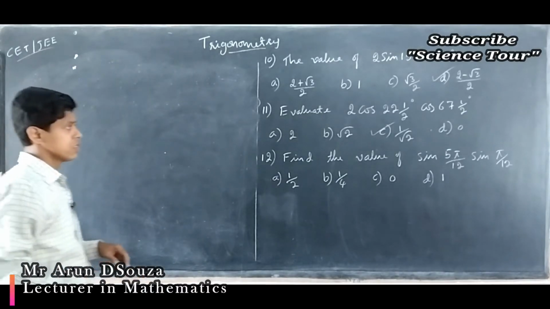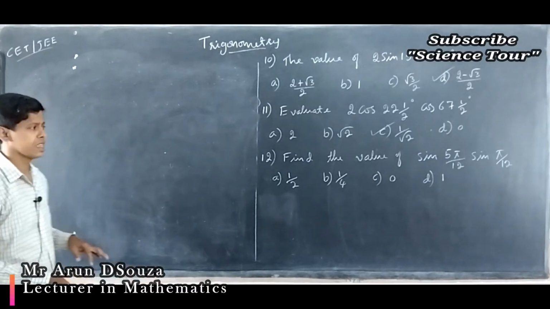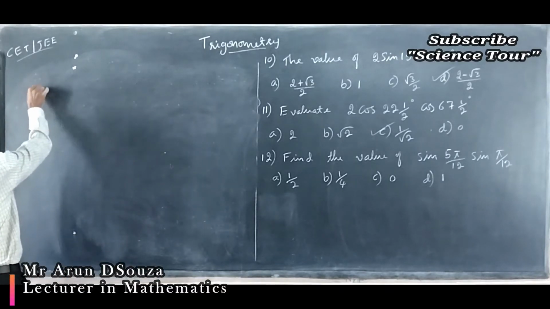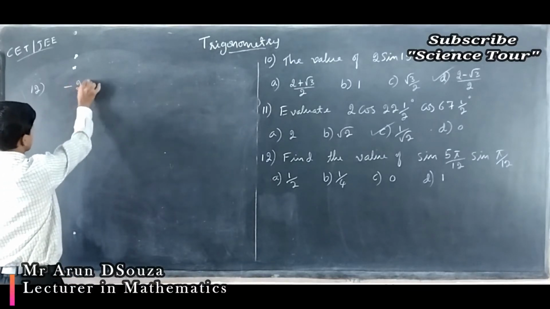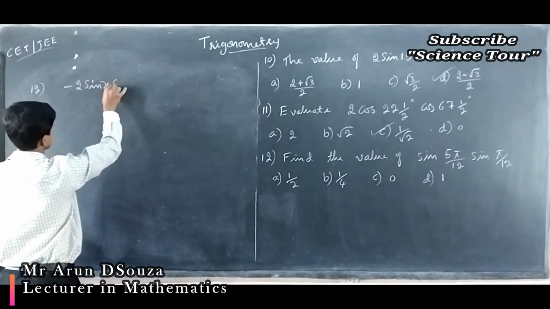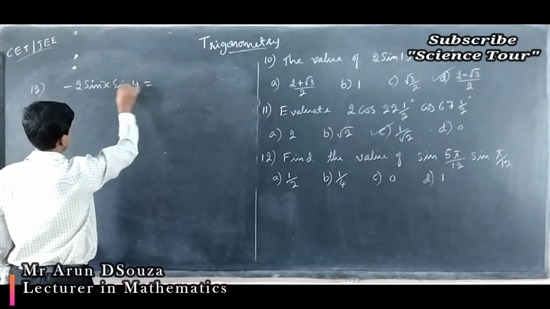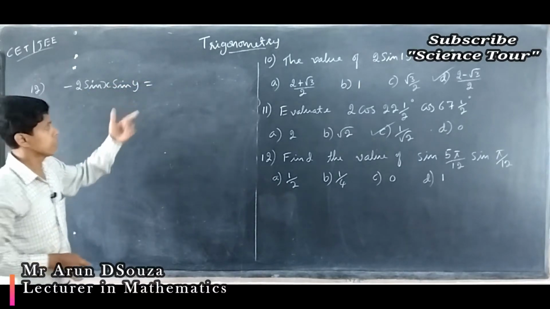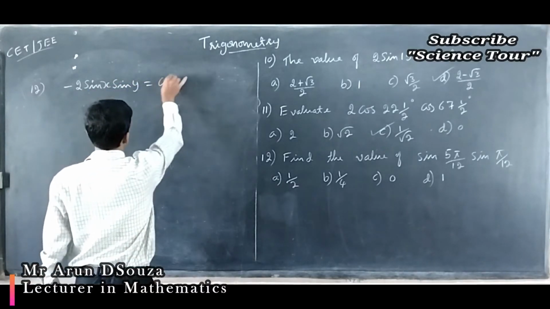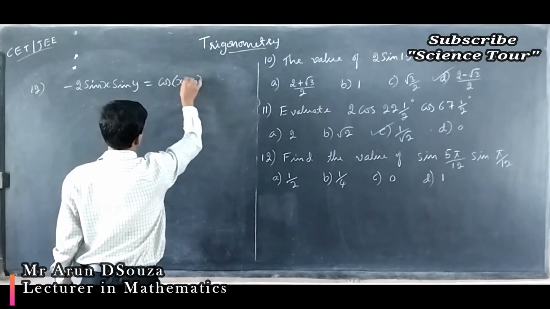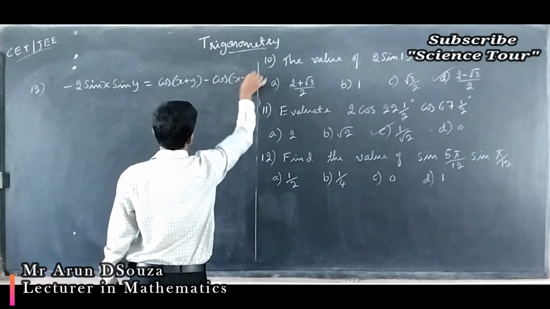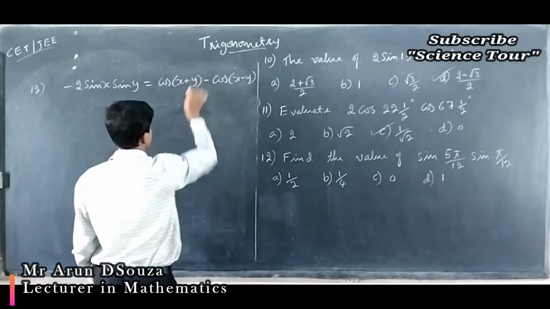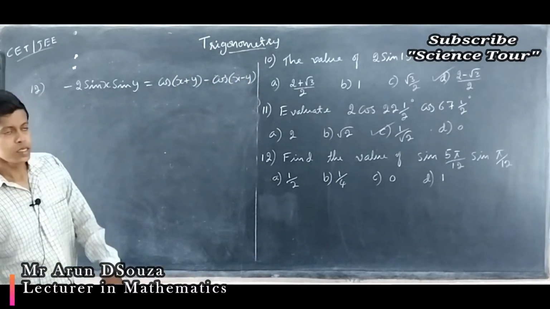Okay, the 12th question, you have got sine and sine. Do you understand that? See, we got the formula 2 sin x sin y, and that's the fourth formula: cos(x plus y), and here cos(x minus y), is it not?